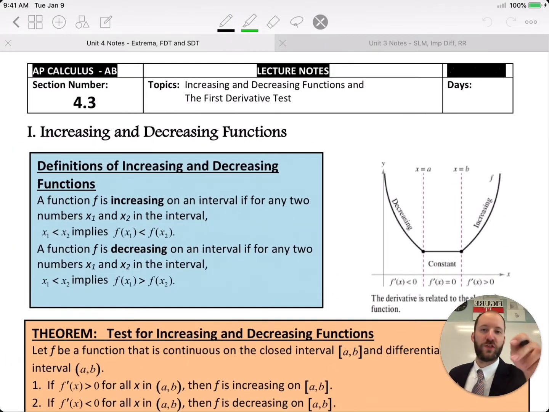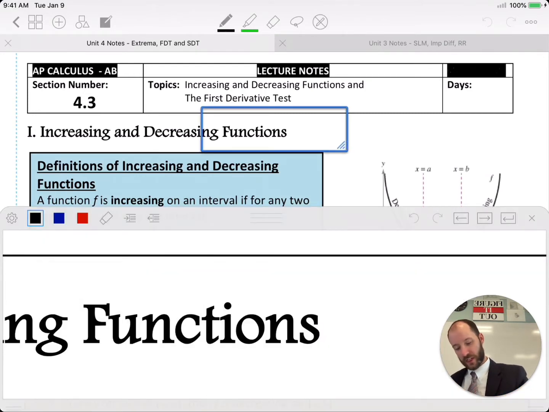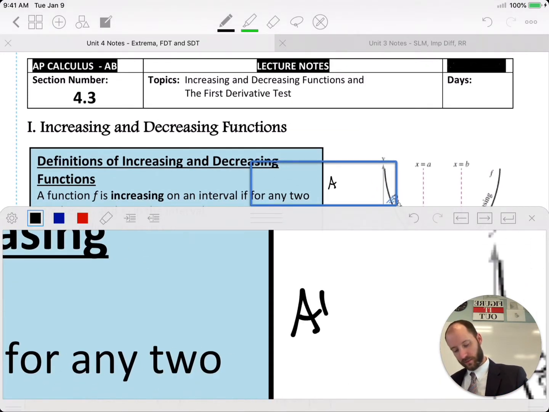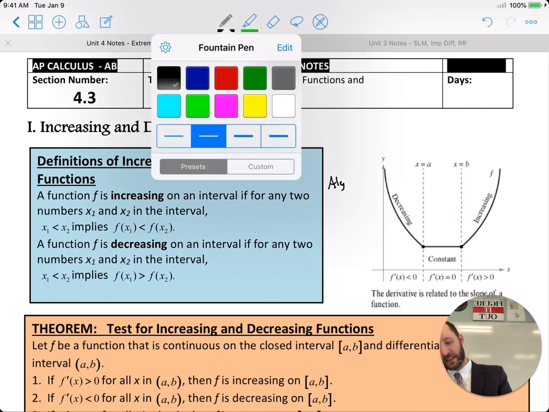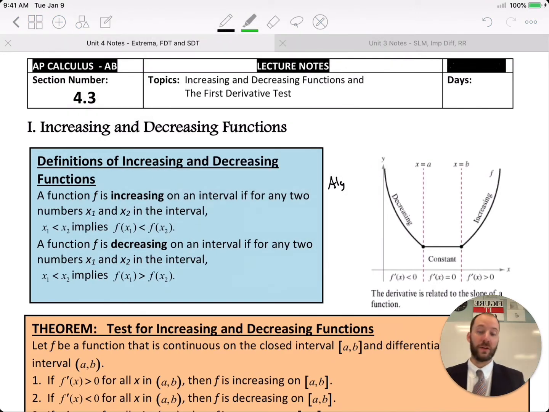So looking at increasing, decreasing functions. Now in algebra, we have the definition for this. That if x sub 1 is less than x sub 2, that implies f of x sub 1 is less than f of x sub 2. That is increasing behavior. So if your inputs go from lesser to greater, your outputs are going to go from lesser to greater as you go left to right.